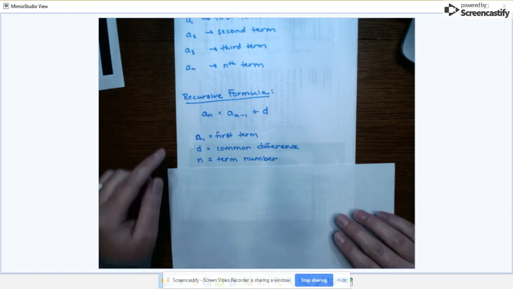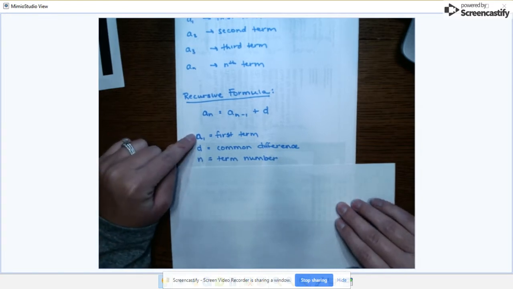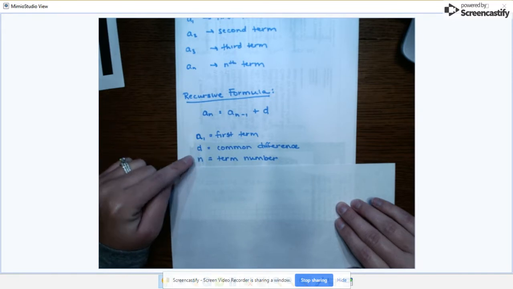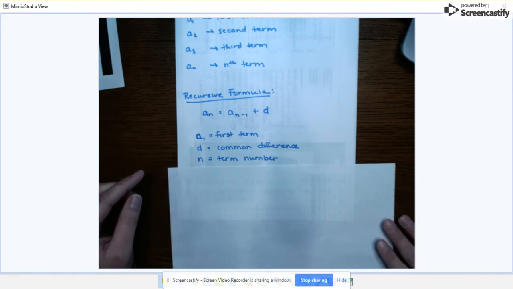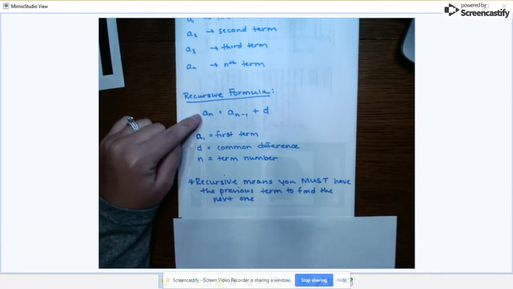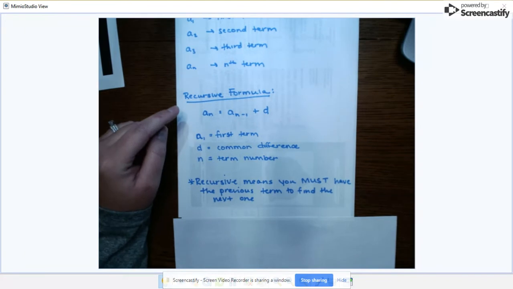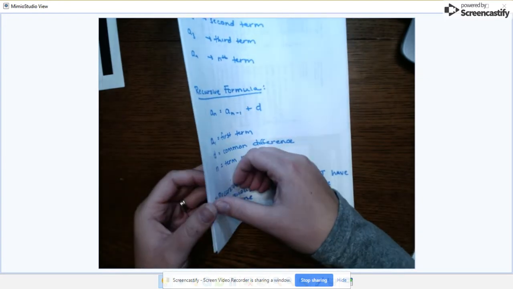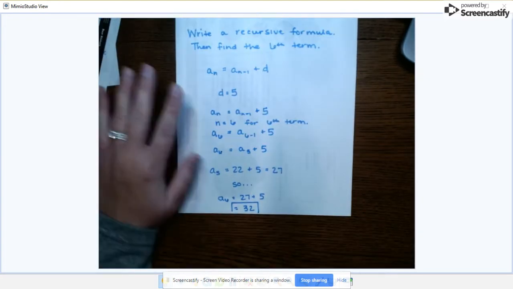So again, I define these. A sub 1 we know as our first term, d we decided was our common difference, and n is the term number you're looking for. It's really important to know that with the recursive formula, in order to find your next term, you have to have the previous term. So we'll do a couple examples that are going to help us understand what that formula is all about.